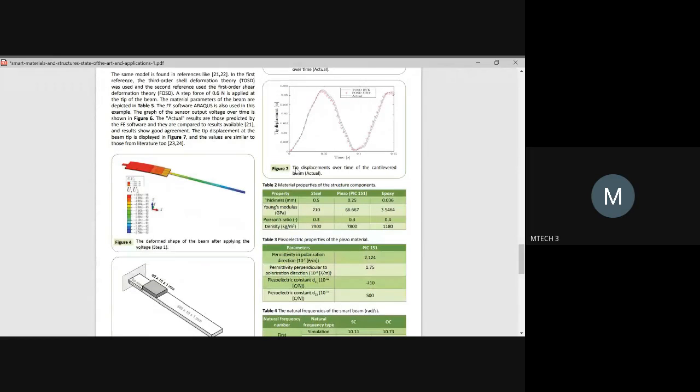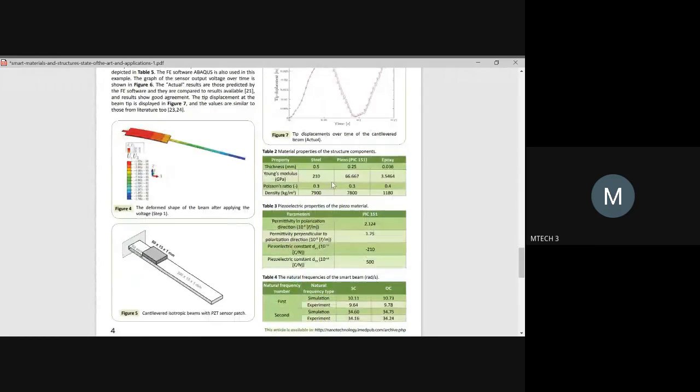But to compare the results, the material properties you're taking should be the same for the analytical approach as well as for the experimental. So you should decide a common thickness of the cantilever beam. Usually it will be steel. The thickness here is taken as 0.5. The Young's modulus for it is 210. Then the Poisson ratio value, and the density of the steel beam we are using.